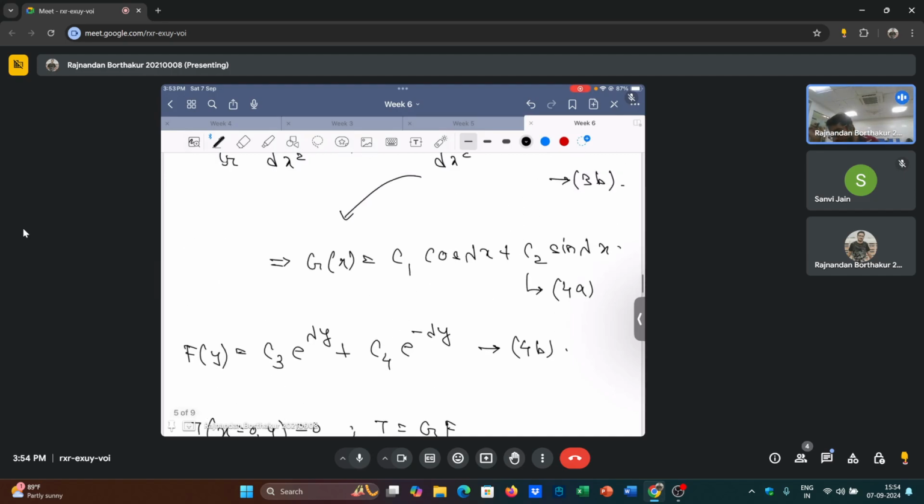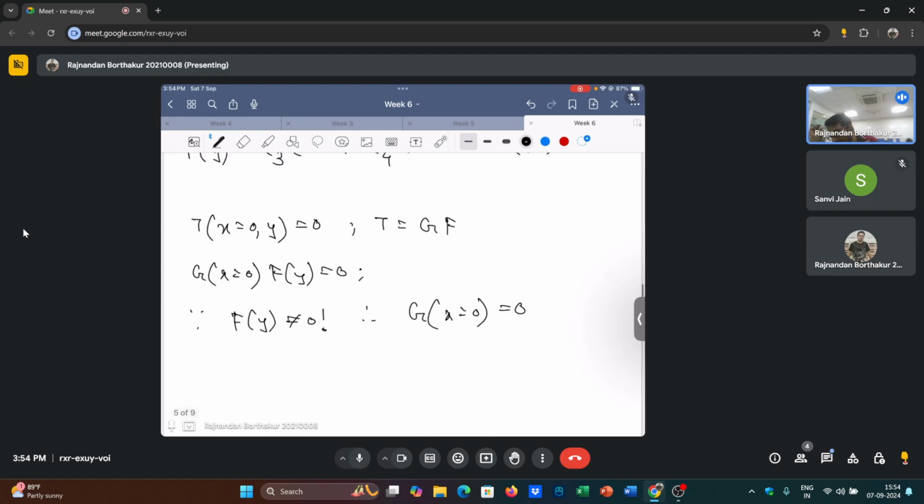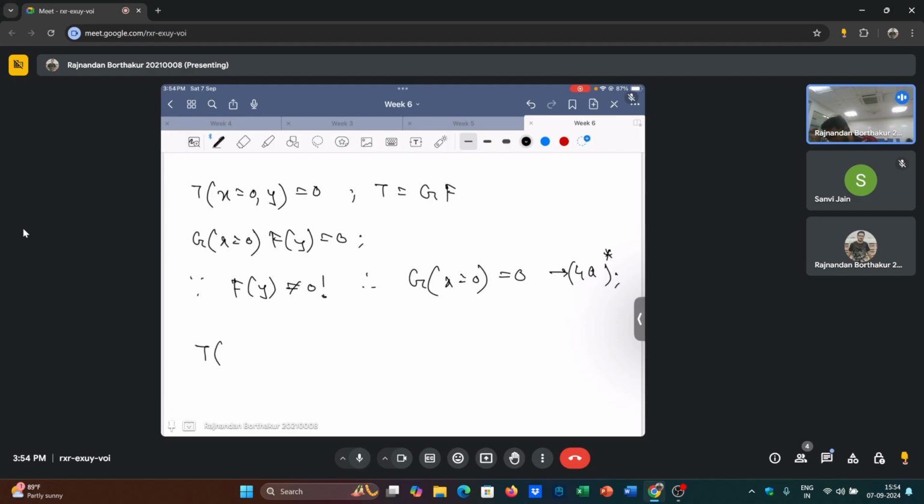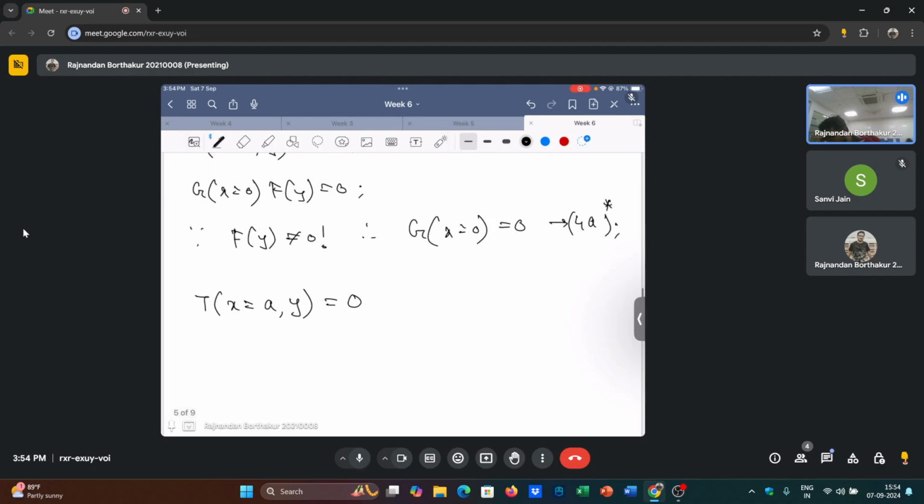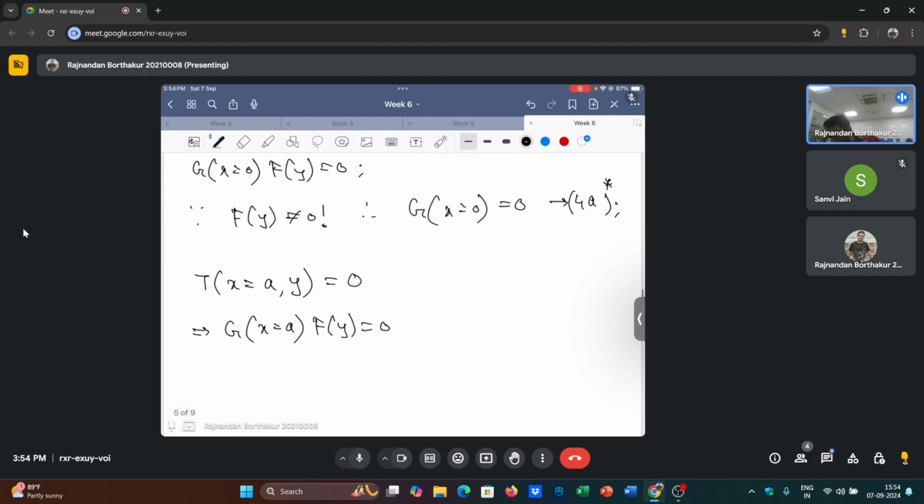And maybe we'll name this as what? We have named this as 4a, so we'll name it as, let's say, 4a star. Similarly, the other boundary condition is T at x equal to what? At x equal to a, for all y, is basically equal to 0. Using the same analogy I can write it as g at x equal to a times f of y equal to 0, and simply because f of y cannot be equal to 0, I can write it as g at x equal to a equals 0, and this boundary condition I'll name as 4a star star.